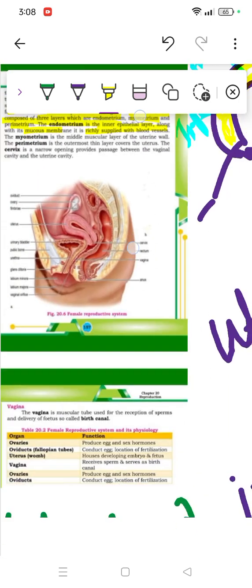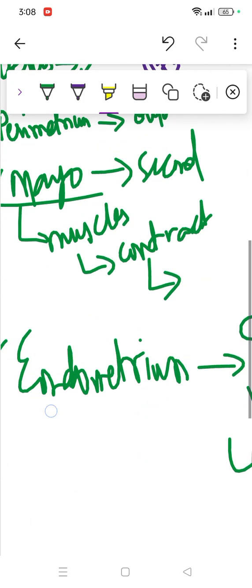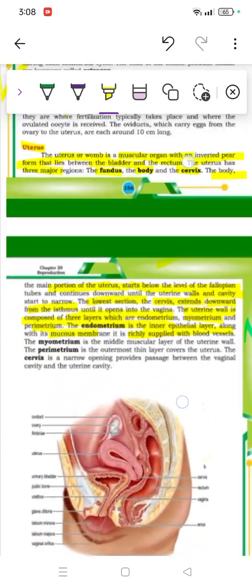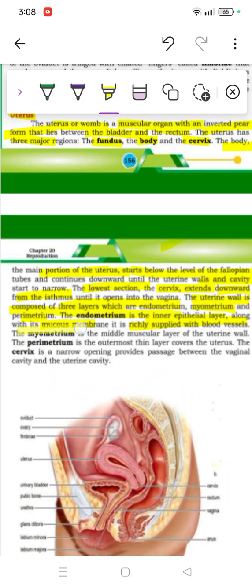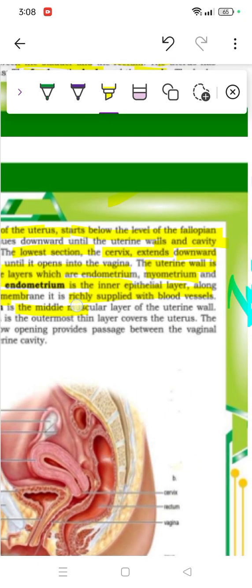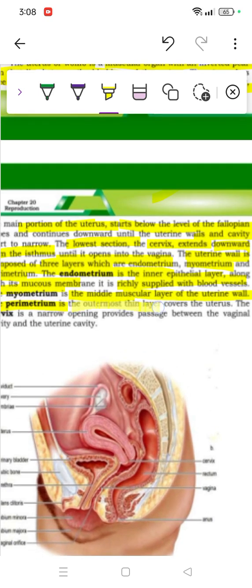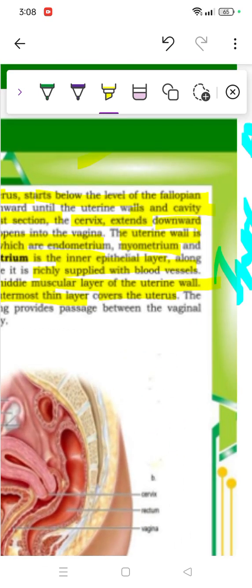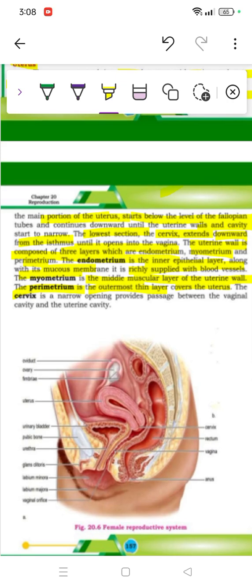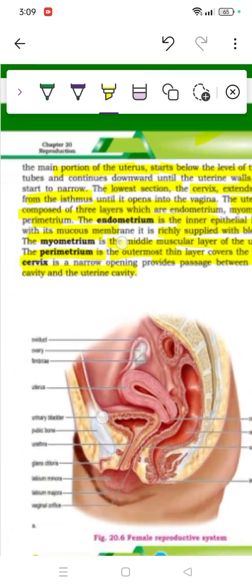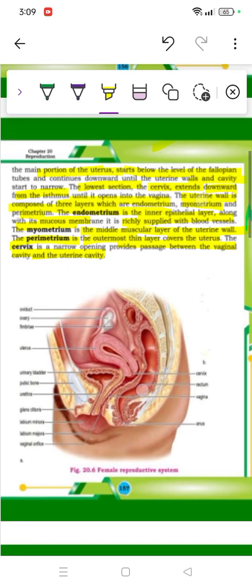So yes, in this third layer you will see endometrium. We have blood vessels and a lot of other structures. Then we have the second layer, myometrium, which is the middle one, made of the muscular layer of the uterine wall. Of course, there are muscles. The first one, perimetrium, is the outermost layer and covers the uterus. It also covers the cervix, which is a narrow opening that provides passage between the vaginal cavity and the uterine cavity. So it's clear, I'm sure.